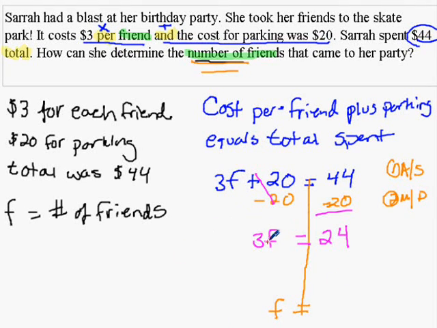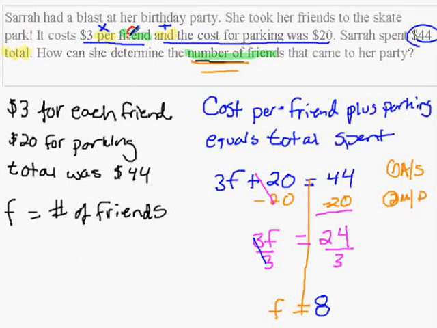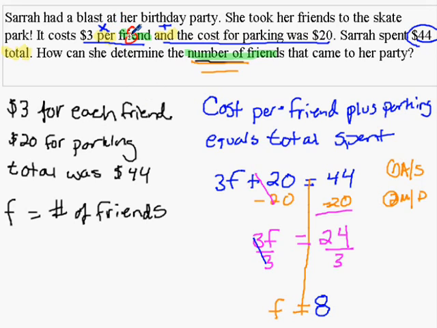Okay, now 3 times F, because remember per means to multiply, so 3 times F, the opposite would be to divide by 3. So that cancels out, leaving me with just F, and 24 divided by 3 is 8. So we know that Sarah had 8 friends come to her party. Because if we plug this back in, and we put an 8 here, does 8 times 3 plus 20 equal 44? Sure. So we know we did it right.